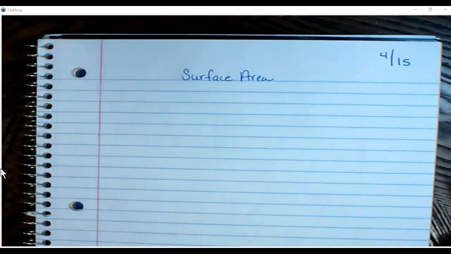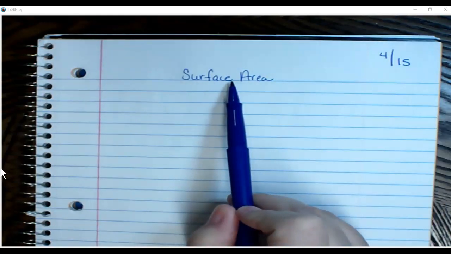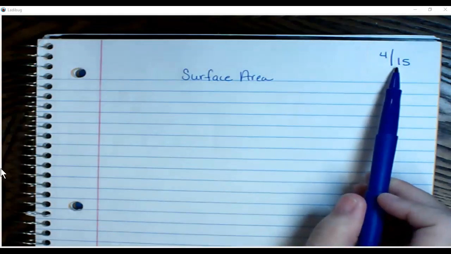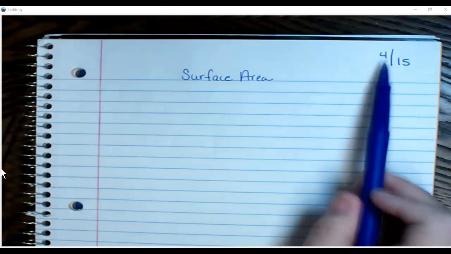Okay, so our next unit is going to be surface area. Before we get started, make sure that you have updated your table of contents with your title, surface area, and today's date. My date today is April the 15th. If you're watching this in the future, your date may be a little bit different.